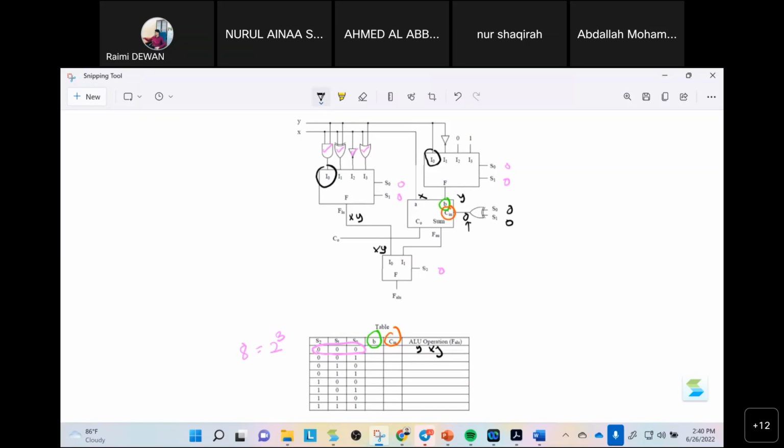Then this is S2, so you have X plus Y here. So this is a multiplexer. Because this is S2, it will take this one. So the answer is X1, Y1, XY, Y, XY. So how many of you get this correct for the first one?